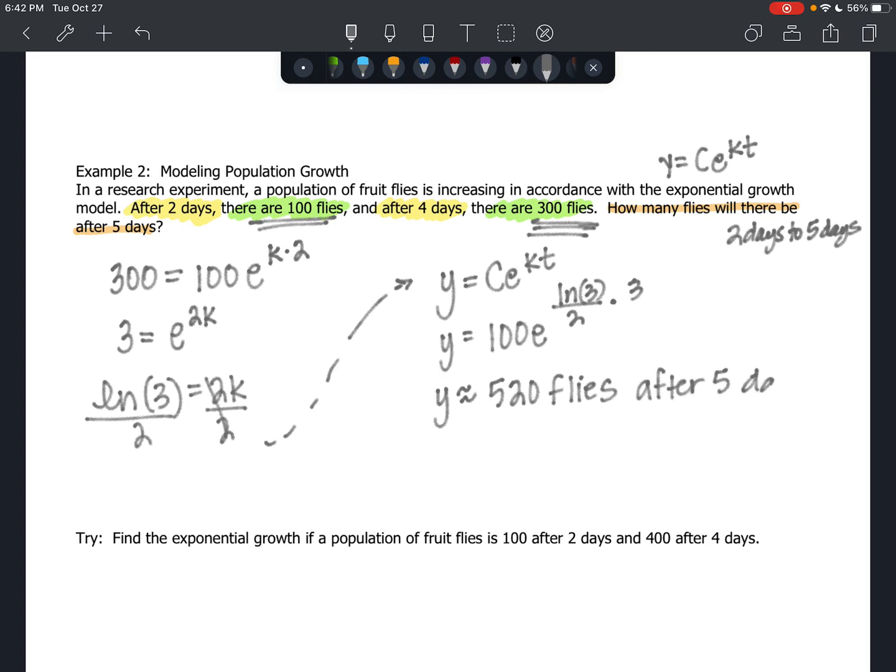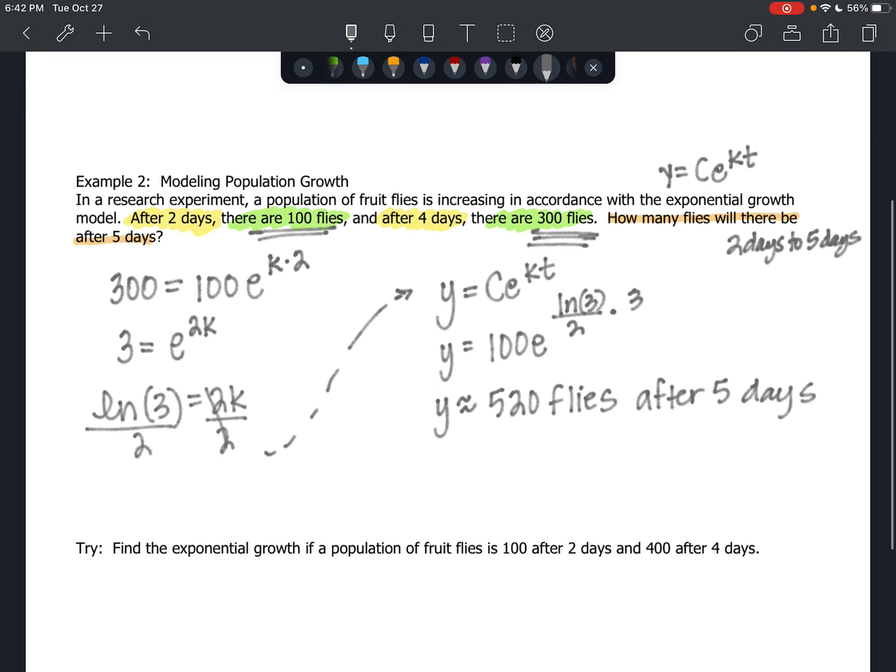Now you might be asking, why didn't we put a 5 in for time? Well, that's because our initial amount of time started with 2 days. So 5 days from 2 days, right? So our initial amount was 100. So we have to start with time being 2. 2 to 5 would be a difference of 3.